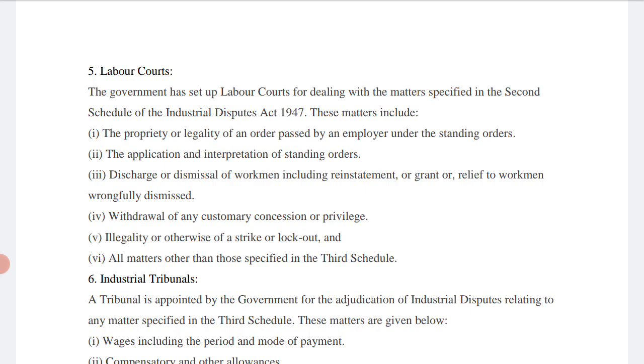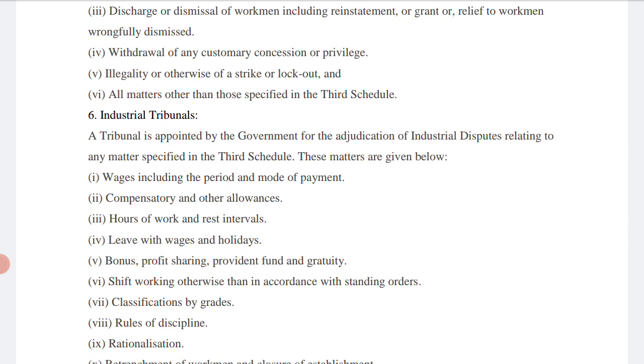See, if there is an order passed by an employer under the standing orders, then the application and interpretation of standing orders, means related to standing orders if something is done, discharge or dismissal of workmen including reinstatement or grant of relief to workmen wrongfully dismissed, then withdrawal of any customary concession or privilege, if any concession is withdrawn, then illegality or otherwise of a strike or lockout, if strike or lockout is there, all matters other than those specified in the third schedule. Anything other than what is mentioned in the third schedule is resolved in the labor courts.